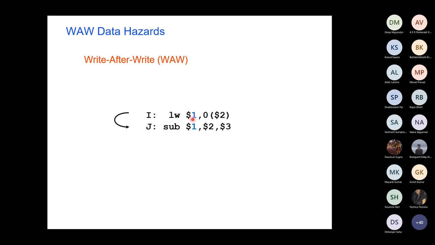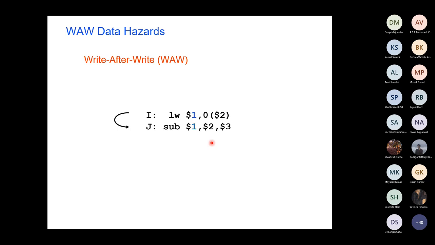Okay, so you have load, and this is the destination register here. So register 1 is being updated by instruction I. And in the next instruction, it is again being updated by the subtract instruction. Okay, so let us forget about the semantics of this program. You might say, well, it is being updated here, then what is the use of this load instruction? Let's forget about that. Suppose you have this kind of thing.